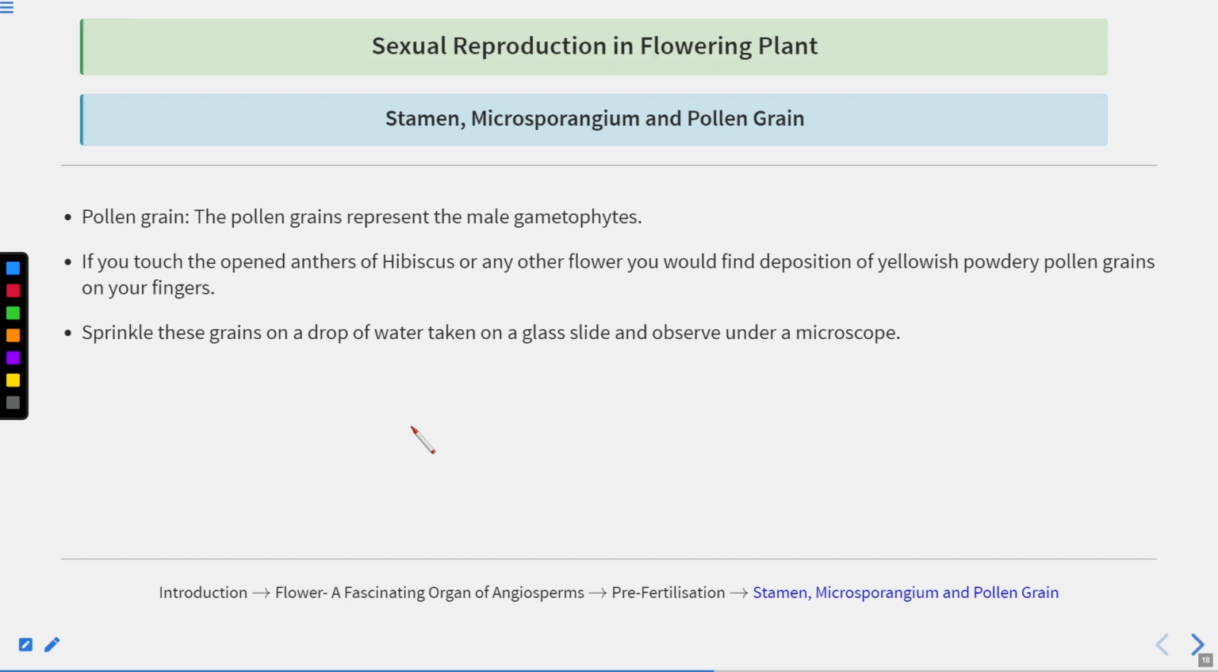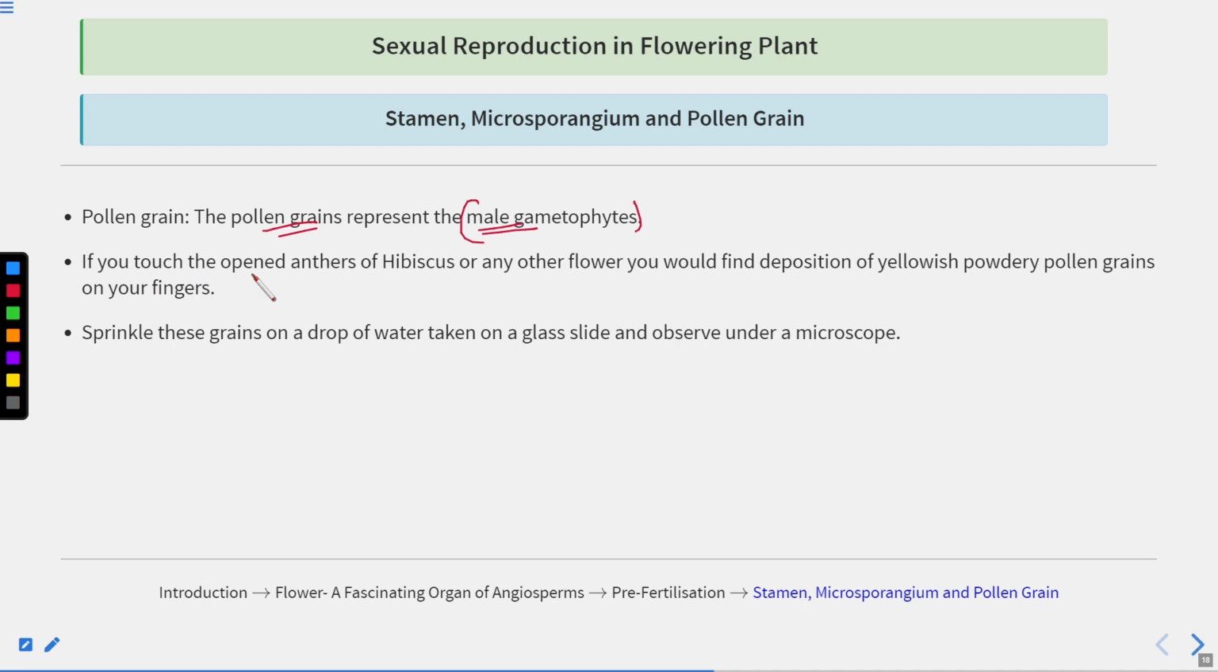Now next, let's talk about the pollen grain. What is a pollen grain? The pollen grain represents the male gametophyte. So if someone asks you what is a male gametophyte, it is pollen grains. Pollen grains represent the male gametophyte.